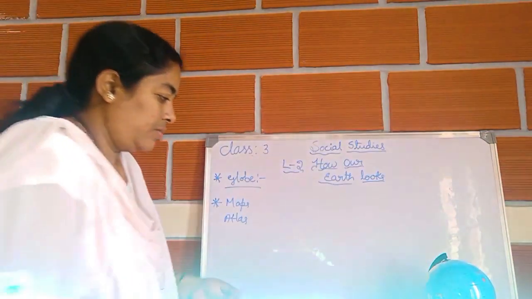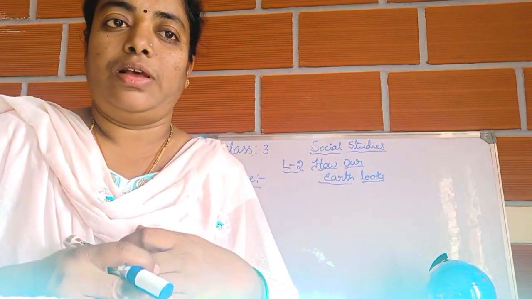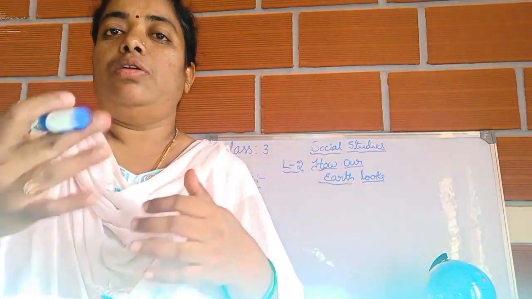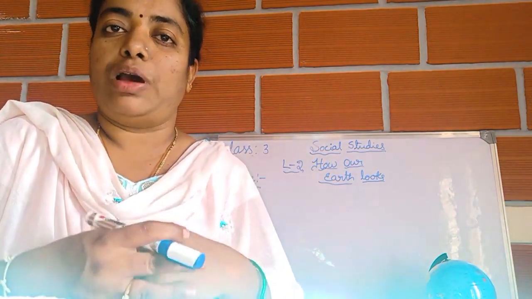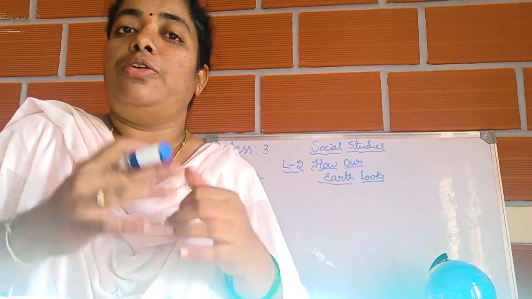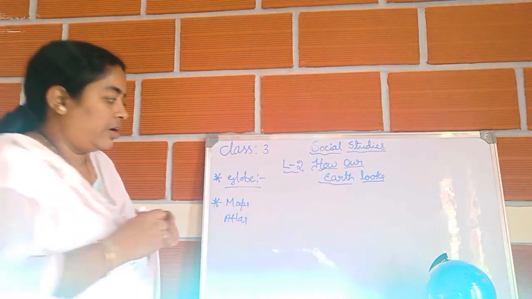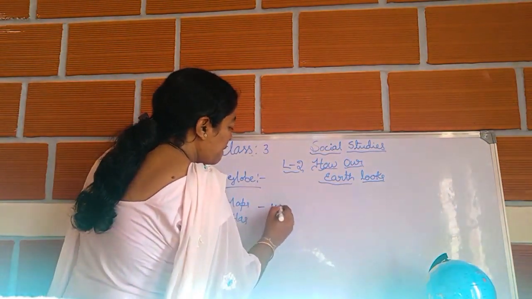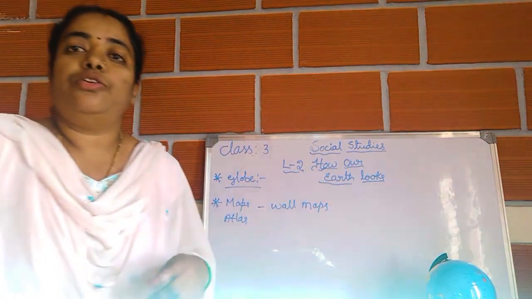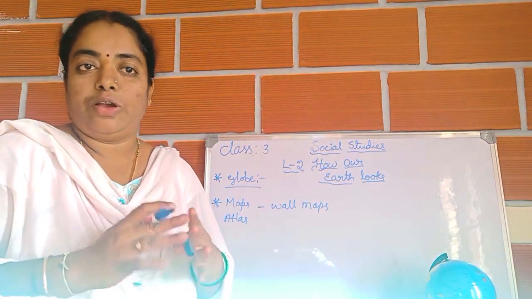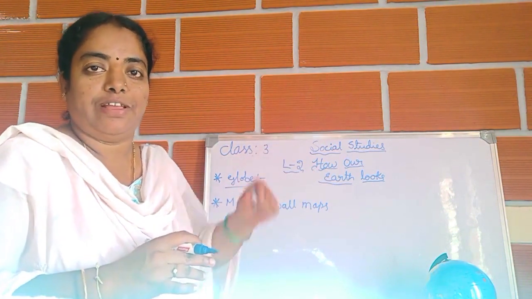So here maps refer to the drawing of the earth on a flat surface, right? And these maps are of various sizes. Some of the maps are very big and some are very small. Some of the maps which are used especially for display purposes are called wall maps. What is meant by wall maps? The maps which are used mainly for display purposes are called wall maps, and we use those maps for hanging purposes also, right?